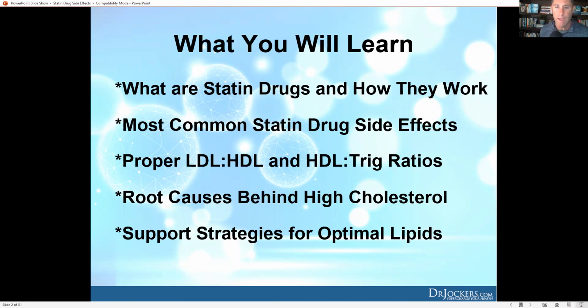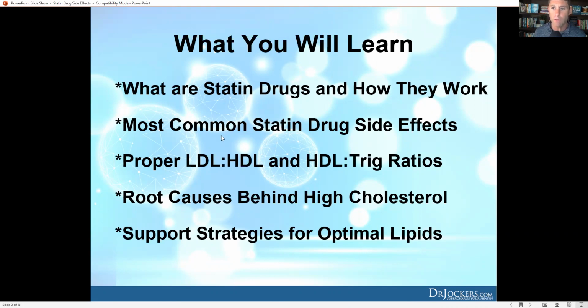You're going to learn about how they do research and how they look at absolute risk versus the relative risk of taking something like a statin drug to lower cholesterol, with the idea that it's preventing heart disease. So we're going to look at that. We're going to talk about what optimal cholesterol ratios you want, what your proper LDL to HDL ratio and HDL to triglyceride ratio should look like.